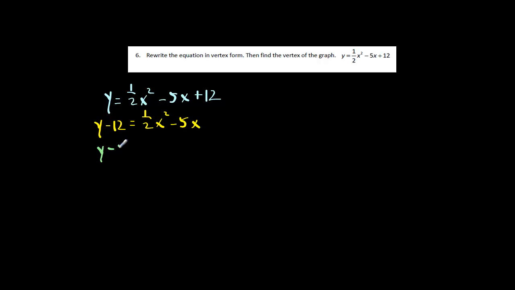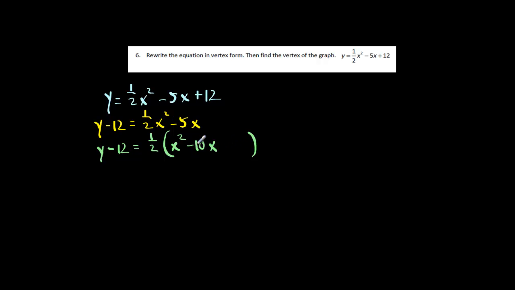Alright, rewrite the equation in vertex form. So y equals 1/2 x squared minus 5x plus 12. First thing we're going to do is move the constant term over. So we have y minus 12 equals 1/2 x squared minus 5x. Next, we factor out the lead coefficient. So we're going to have x squared minus 10x, because when you factor out a 1/2 from 5, it's like multiplying by 2, because you're taking 5 and dividing it by a half.